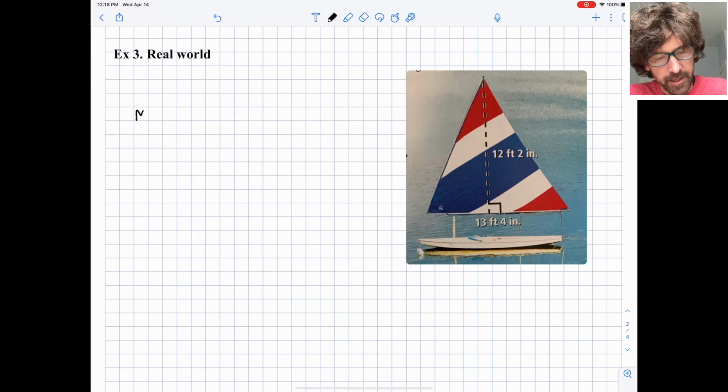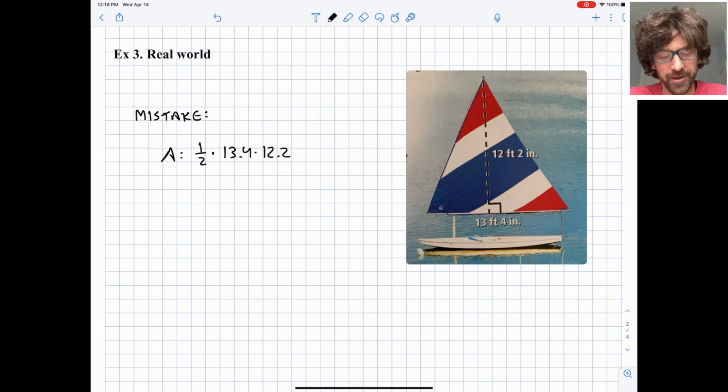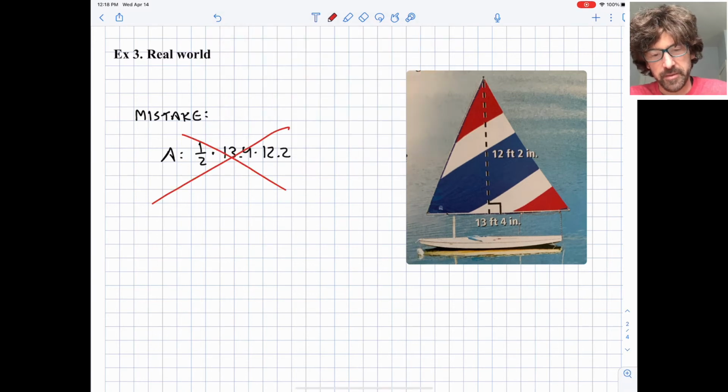Here is a very common mistake. It's a mistake to say that the area is 13.4. Well, let me actually throw in the 1/2 first. Remember, area is 1/2 base times height. 1/2 times 13.4 times 12.2. Maybe do a little bit of thinking about what is the mistake. The mistake is, and I'll cross that off so we remember that that's a mistake, 13 feet 4 inches is not 13.4. Okay, so the area will be 1/2 times 13 and 4/12 times 12 and 2/12.